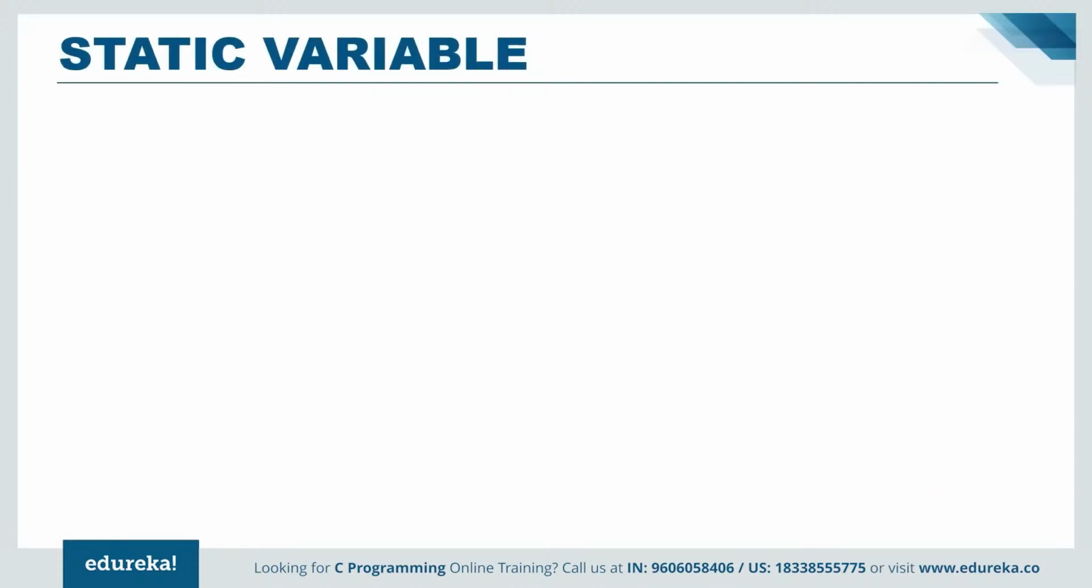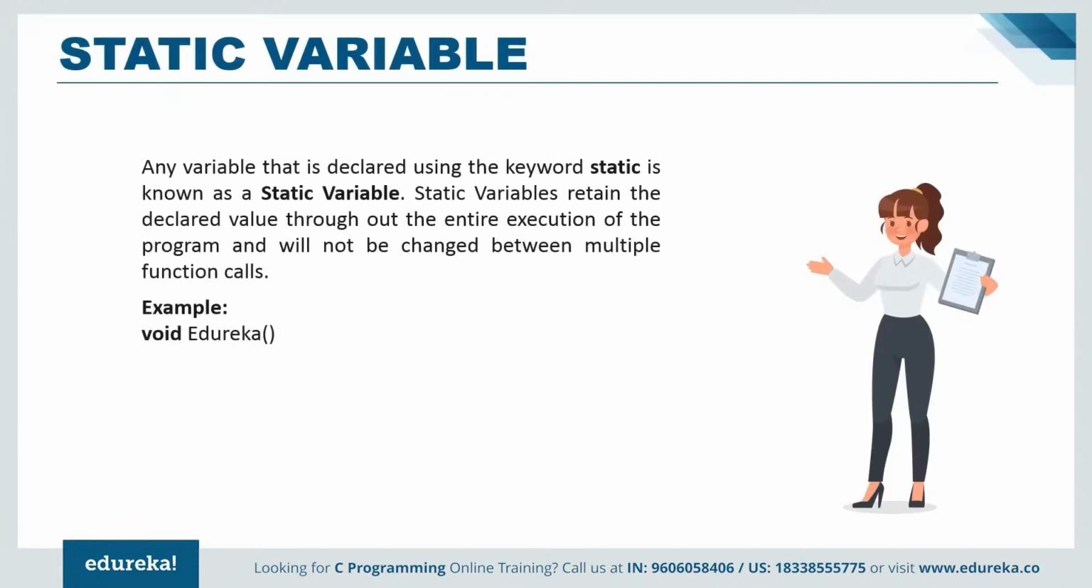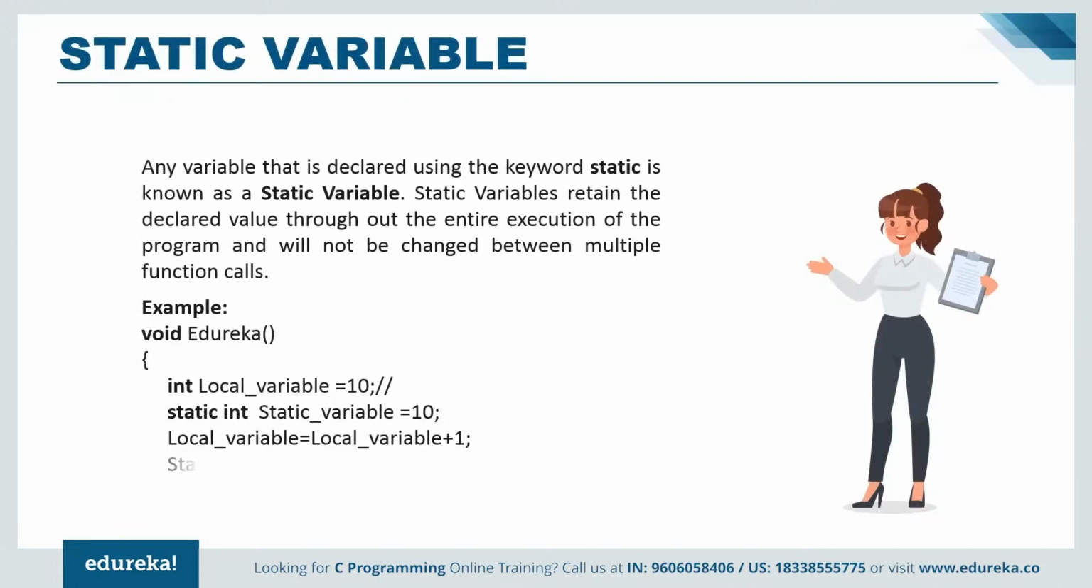Followed by the global variables, we have the static variables. The static variables are also called variables, but the only difference is that static variables will never allow you to change the value which they have stored. For example, you can run this code. Here, I have declared a local variable 10, and followed by that I have also declared another static variable with the name static variable, and I have assigned the value 10 into it.